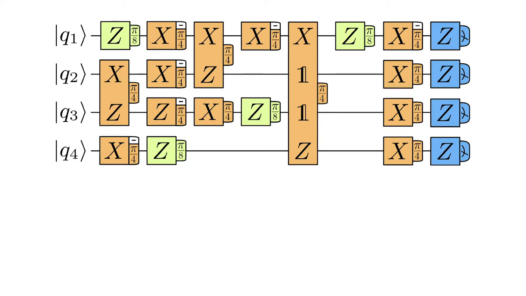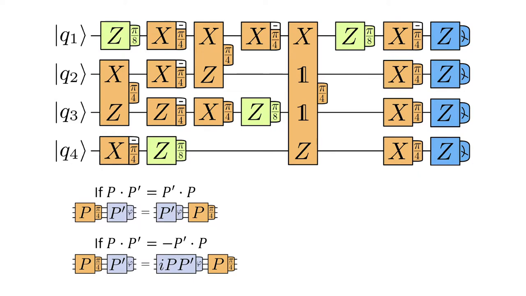You have a bunch of T gates. These are these green boxes, the z pi over 8 rotations. A bunch of Clifford gates, these orange boxes, the pi over 4 rotations, and a bunch of measurements at the end of the circuit. Measurements are blue boxes with the Pauli operator in the box specifying the basis of the measurement. The first thing I like to do is get rid of all the orange boxes by commuting all these Clifford gates to the end of the circuit.